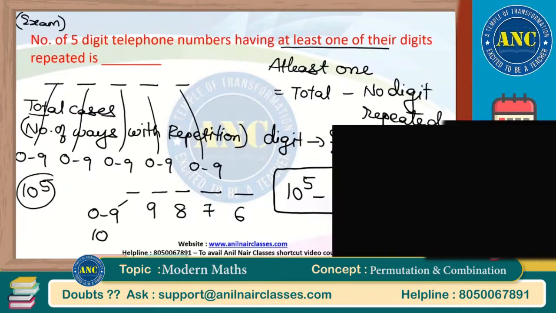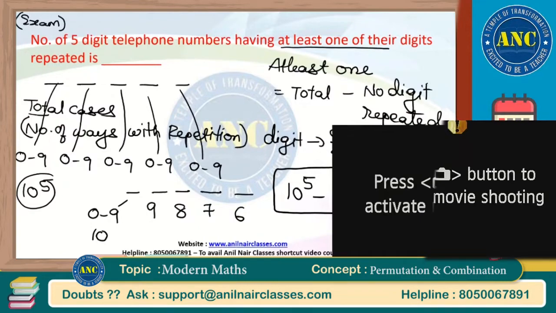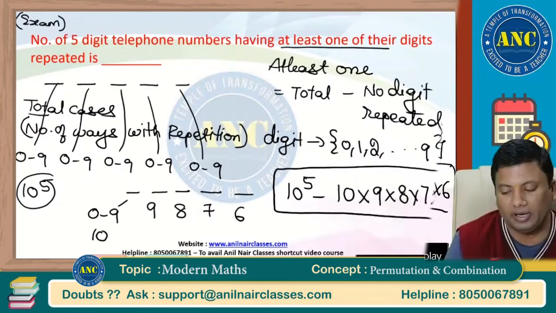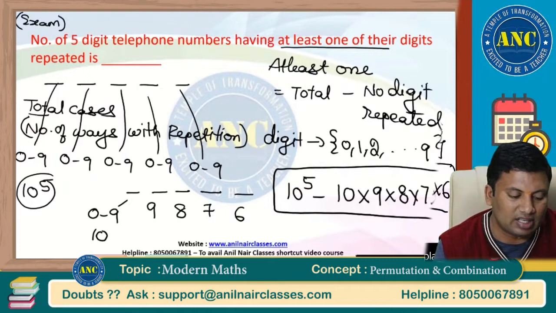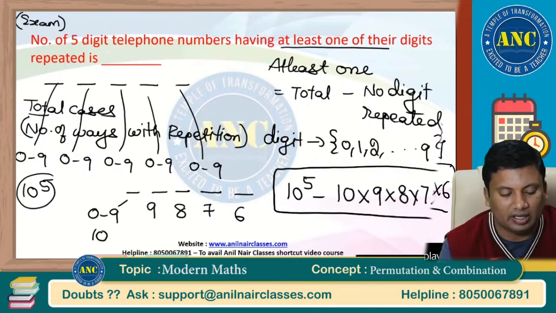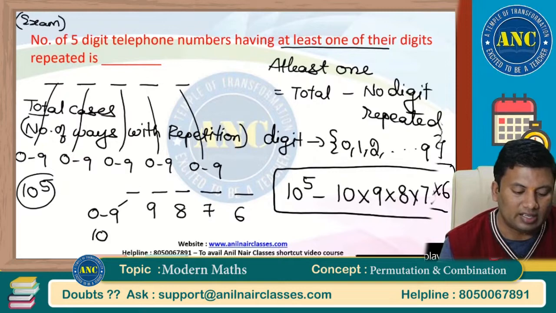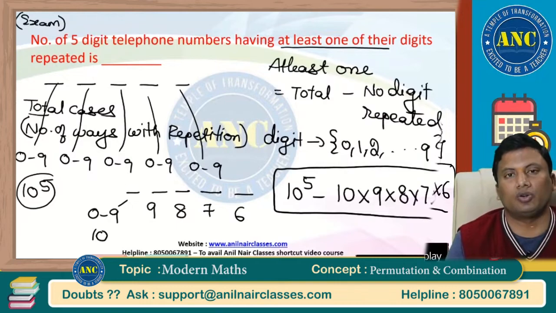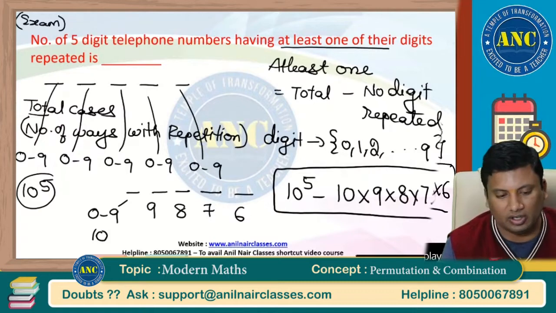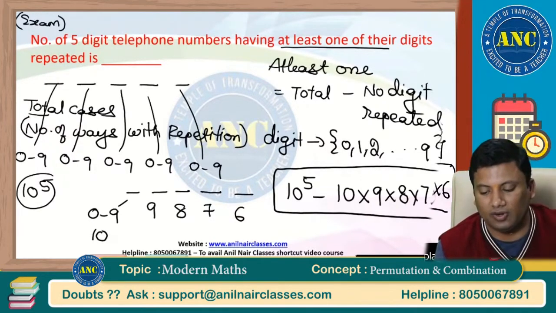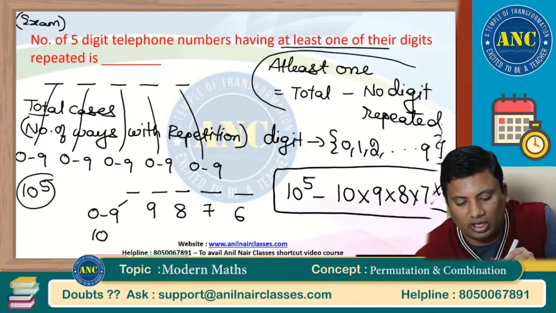What is the subtraction principle? Total cases minus cases which satisfy the condition. At least one of the digits repeated means total cases minus no digit repeated. Total cases is 10 power 5. No digit repeated: 10 cases for the first digit, remaining 9, remaining 8, 7, 6, so 10 into 9 into 8 into 7 into 6. Idea clear, right?